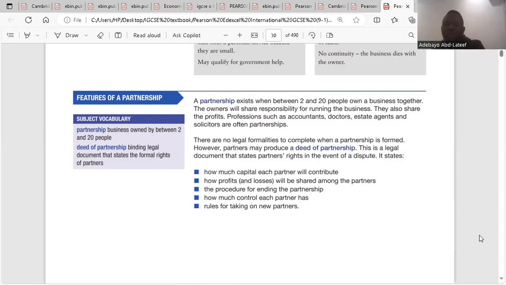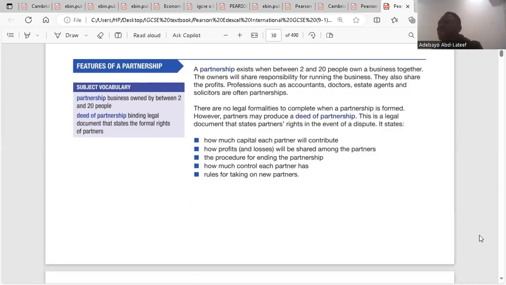Great. So when you are forming the partnership, most of the time they use a legal agreement, like a document that will guide what the partnership operations are about. We call it the partnership deed. So a partnership deed is a document stating the guidelines of operating the partnership business.